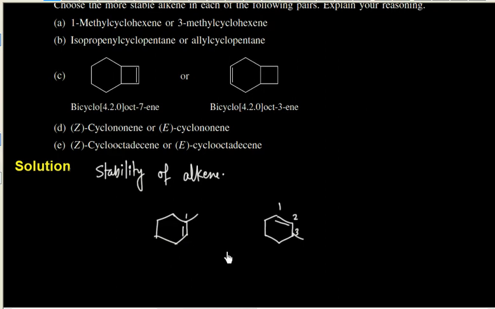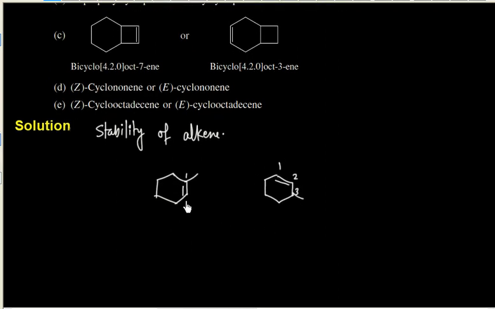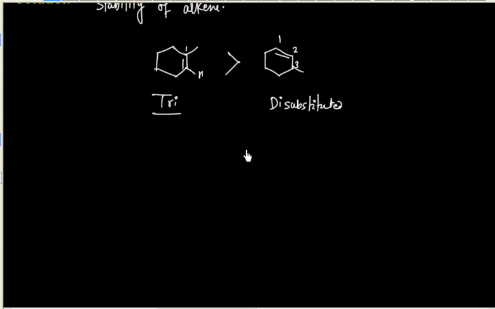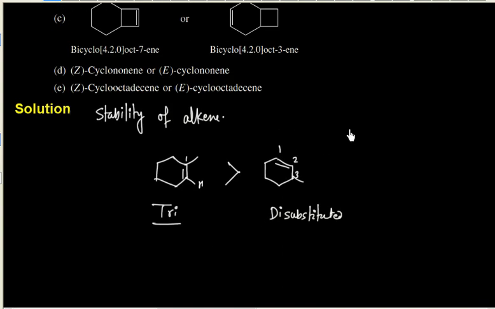So now which is more stable? This is basically a tri-substituted alkene. You have a methyl group here. So this is a tri-substituted alkene, and this one is basically di-substituted. This side hydrogen, this side hydrogen. So this is di-substituted. Now if this is di-substituted, this is tri-substituted. This means this is more stable. Are you getting?